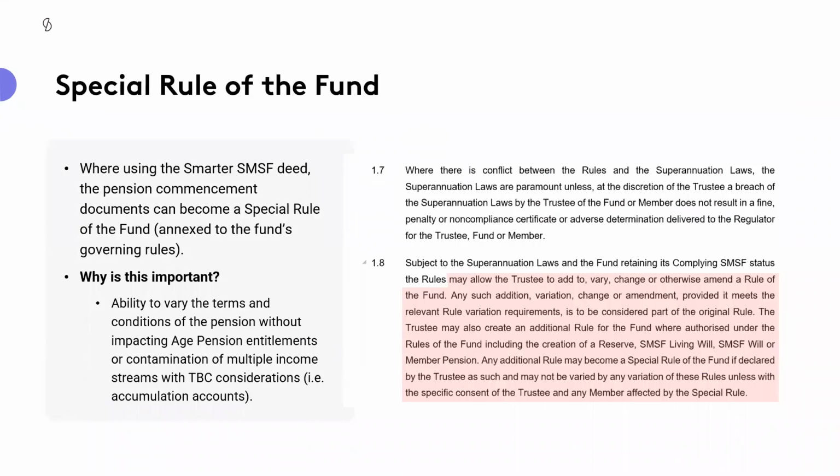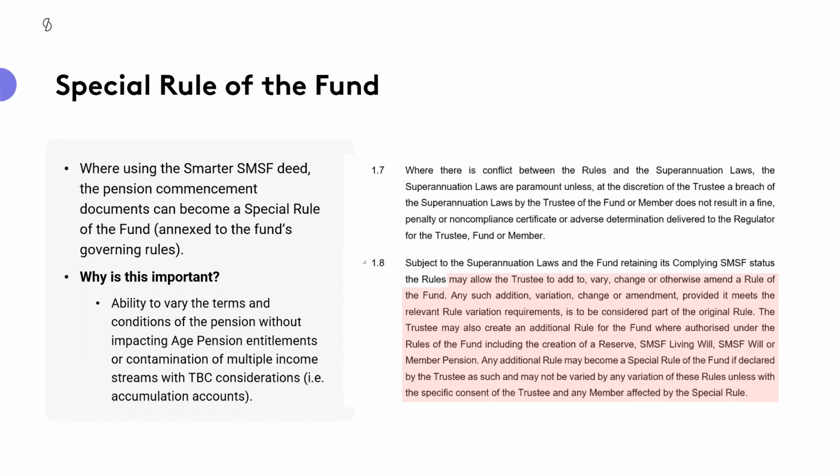So we capture a lot of this inside our pension documents. And the pension documents are then linked by what we call a special rule of the fund, something unique to our Smarter SMSF deed. You can see there in Rule 1.8, because what we are doing by making the pension documents a special rule of the fund is we are in essence annexing that as if it was a clause inside the SMSF trust deed. We have an agreement between the member and the trustee, which means if we want to make changes to that in the future, we can do so without having to stop that superannuation income stream as well.